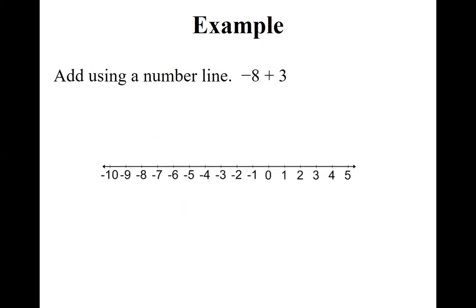Another one where we could use a number line, -8 plus 3. Start at 0. The first number is -8, so that's left 8. The second number is +3, so from where we finished, we go right 3. We end at -5. Once again, we have an answer of -5.